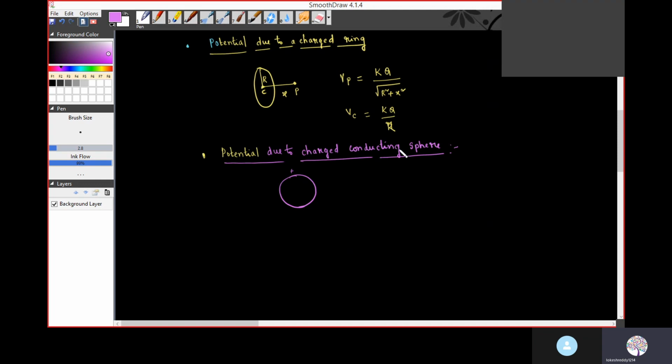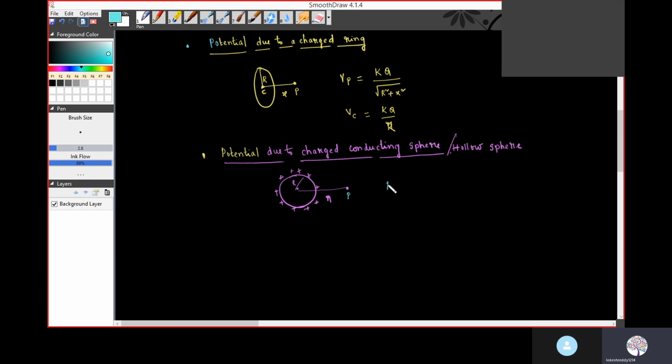This is a conducting sphere or hollow sphere. You have the same equations, or for a hollow sphere you get the same values, because the charge, if you give it to a conducting sphere, will always reside on the surface. Now, let us take capital R as the radius and small r as the distance of the point P.